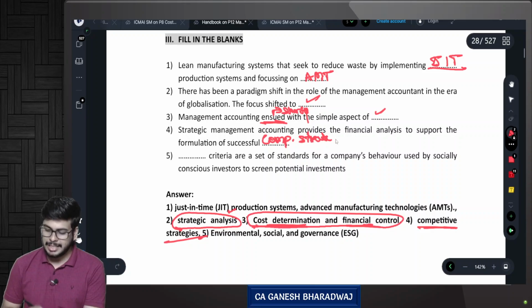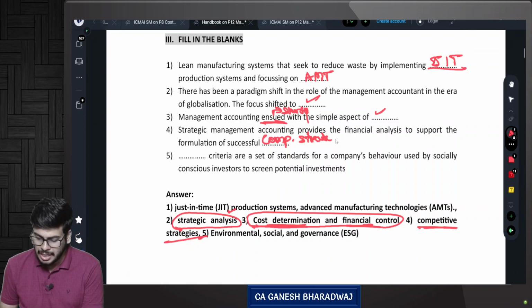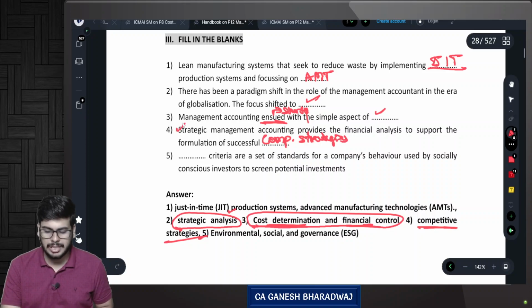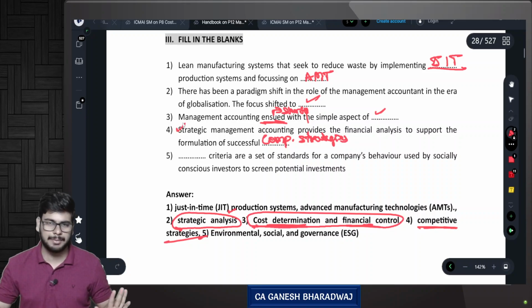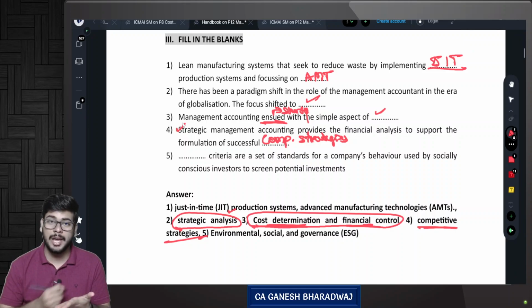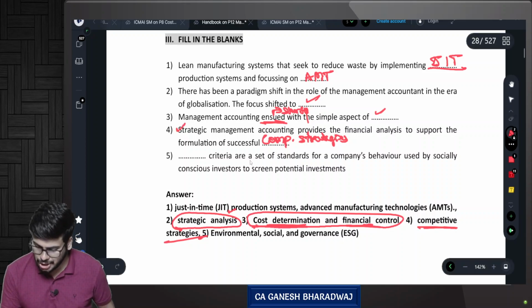So here, strategic management accounting provides what? It provides financial analysis to support the formulation of successful competitive strategies. Fine. You learn certain things from fill in the blanks from an examination perspective. It's absolutely fine. Don't worry about it, because it's practically not possible for you to read line by line and remember what every line in the chapter says. Absolutely not possible. Clear?